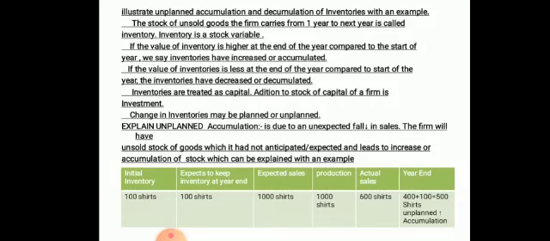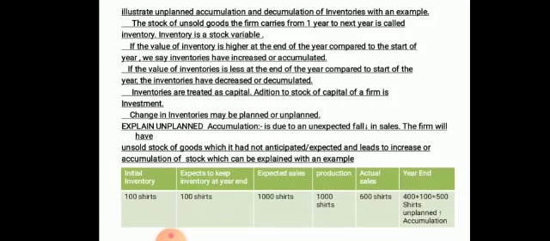The inventories are treated as capital. Previous year's stock will be added to the next year. So it is treated as capital, and addition to the stock of capital of a firm is investment. It is treated as investment. Now let us see, the change in inventory may be planned or unplanned. The rise or fall, that is accumulation or decumulation of inventory, may be planned sometimes, or it may be unplanned.